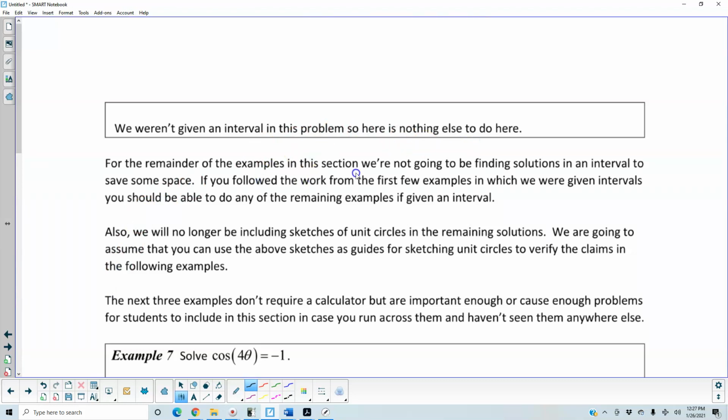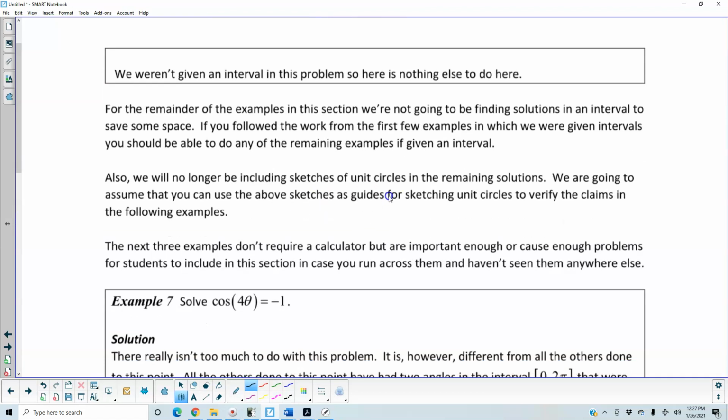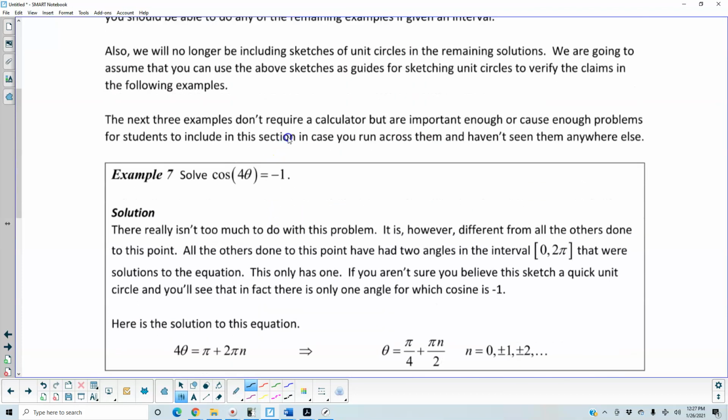For the remainder of the examples in this section, we're not going to be finding solutions in an interval to save some space. If you followed the work from the first few examples in which you were given intervals, you should be able to do any of the remaining examples if given an interval. Also, we will no longer be including sketches of unit circles in the remaining solutions. We are going to assume that you can use the above sketches as guides for sketching unit circles to verify the claims in the following examples. The next 3 examples don't require a calculator but are important enough or cause enough problems for students to include in this section in case you run across them and haven't seen them anywhere else.